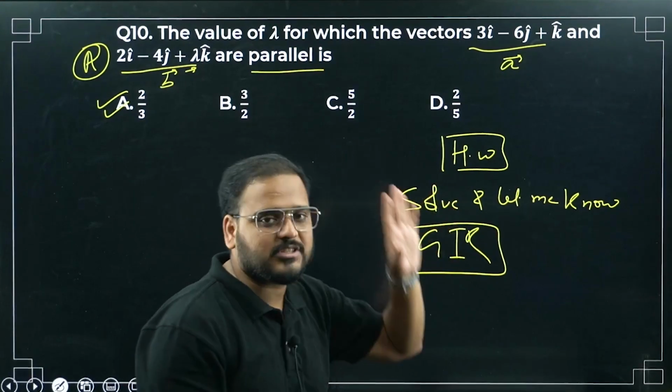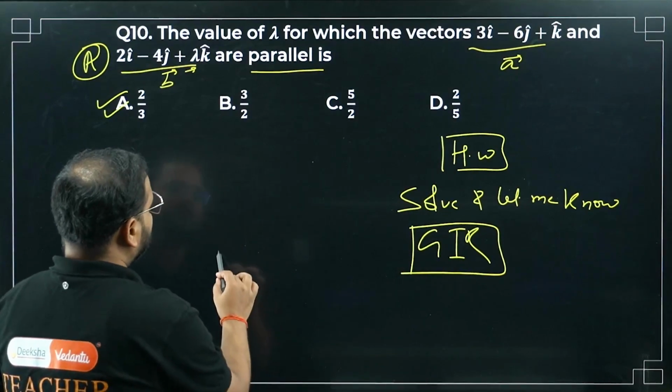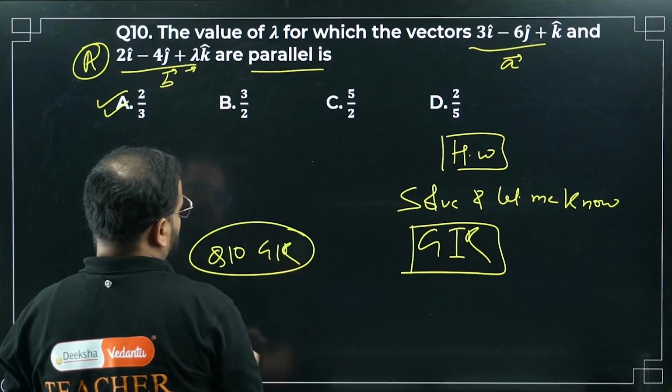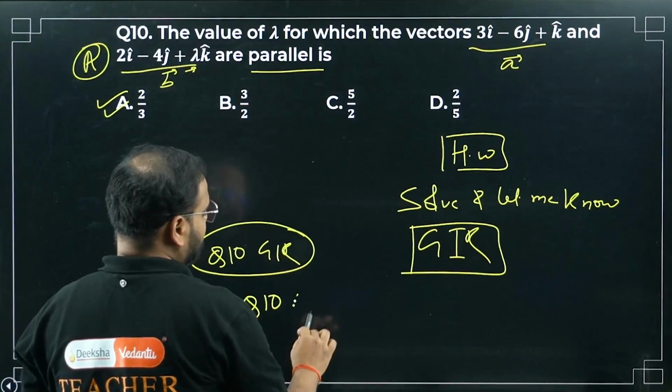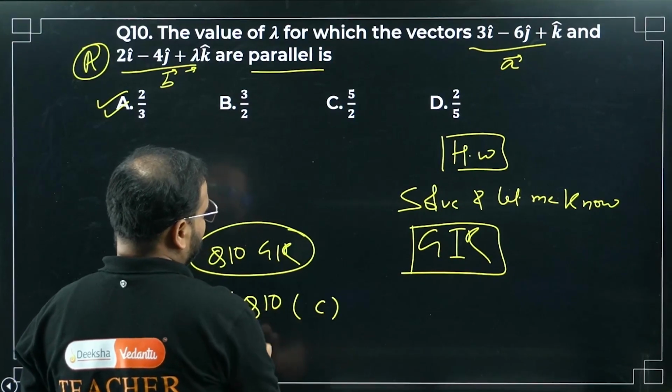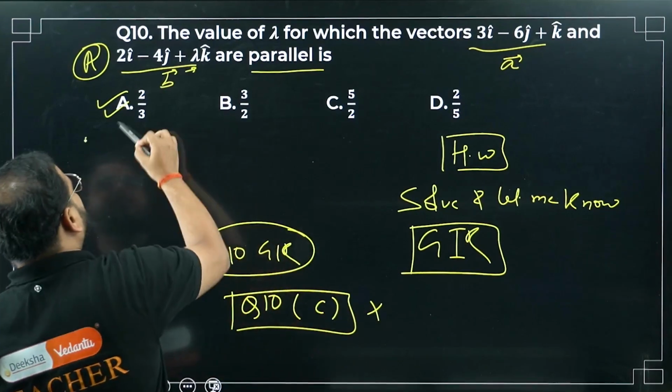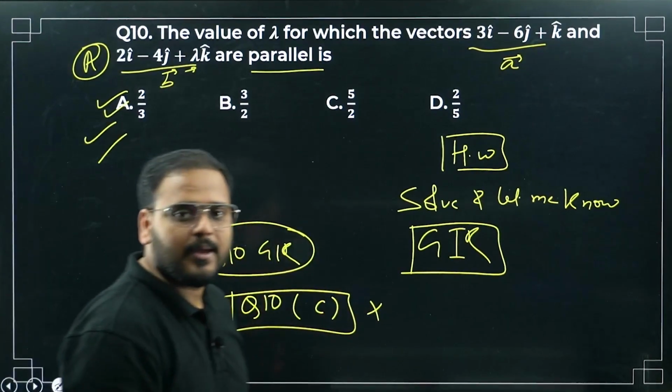This is a homework question, question number 10. Comment on question number 10, sir. Let's say you're getting another option, like C, let me know. I hope this is wrong. Only option number A is correct. Please check.